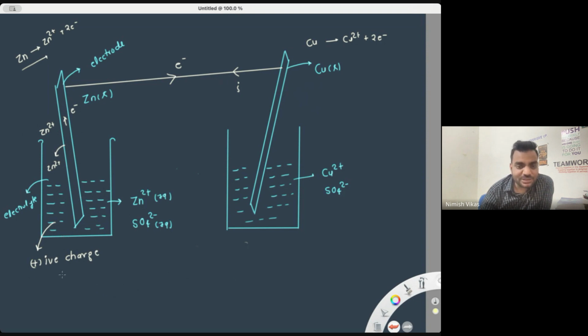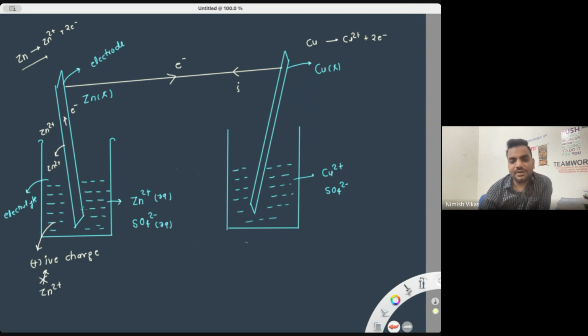And when it becomes positively charged, it will not allow more zinc ion to come. More zinc ion will not be accepted because the solution is positively charged. Positive charge will accumulate over here and it will refuse to accept more zinc ion. Positive will start repelling, so zinc ion will not be very much welcome.